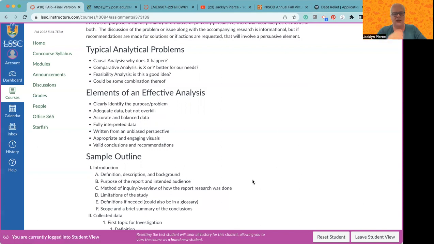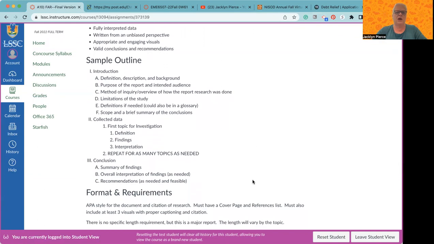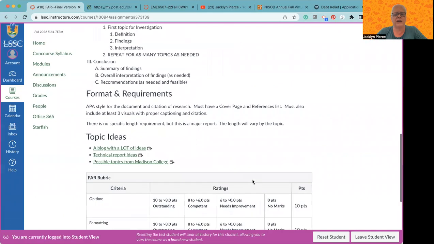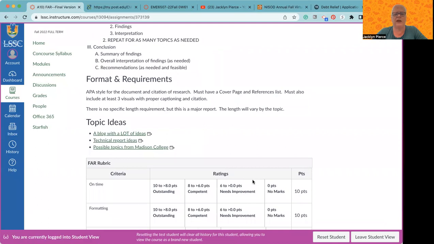A sample outline, you can look here: things like the introduction, the collected data, and the conclusion. Those are kind of your big pieces. But the introduction and the collected data will be where most of the information is collected. You are going to use APA style, so you will have a cover page and a references list. You also need to have at least 3 visuals with proper captioning and citation.